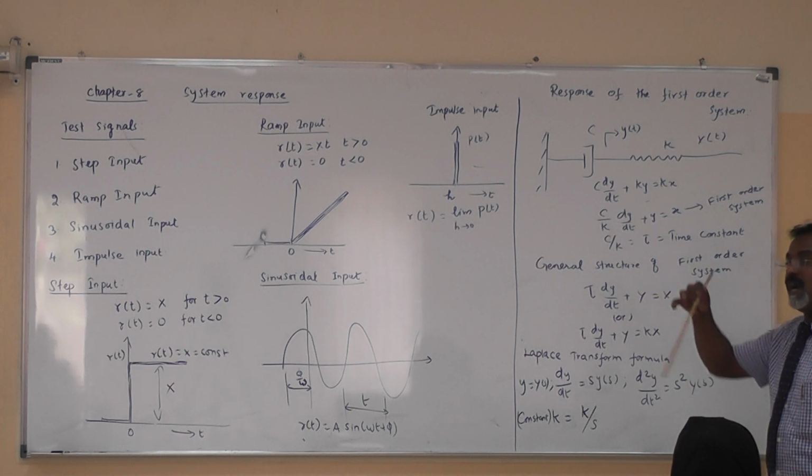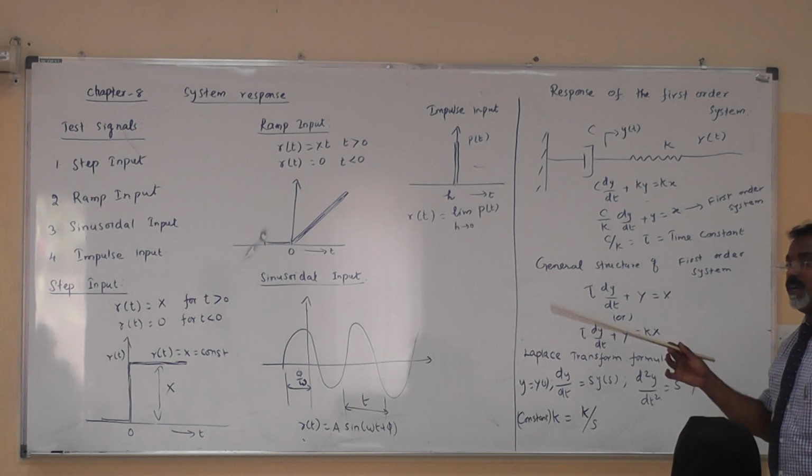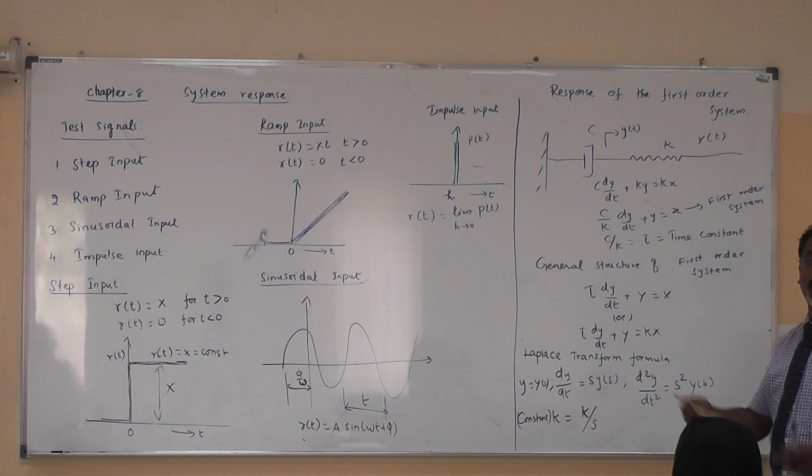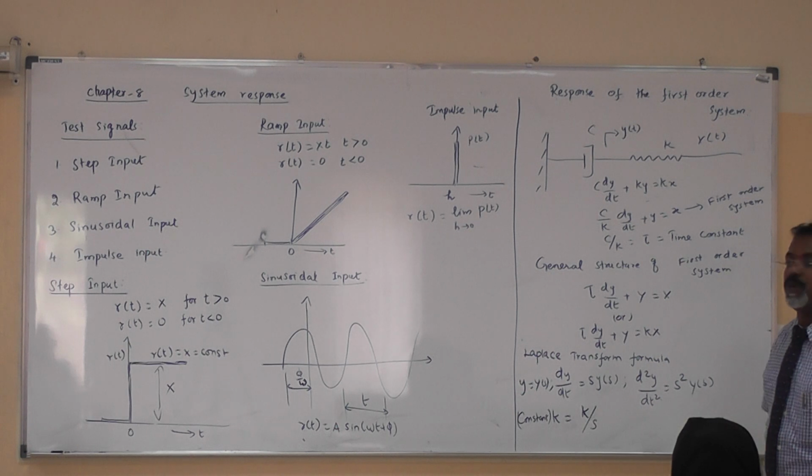You are going to plot a graph. We are going to plot a graph against the time. For 1 second, what will be the output? For 2 seconds, what will be the output? For 3 seconds, what will be the output? Or for 0.1 second, what will be the output? If you are plotting like that, that is called the response graph of the system. Okay, how to do that?